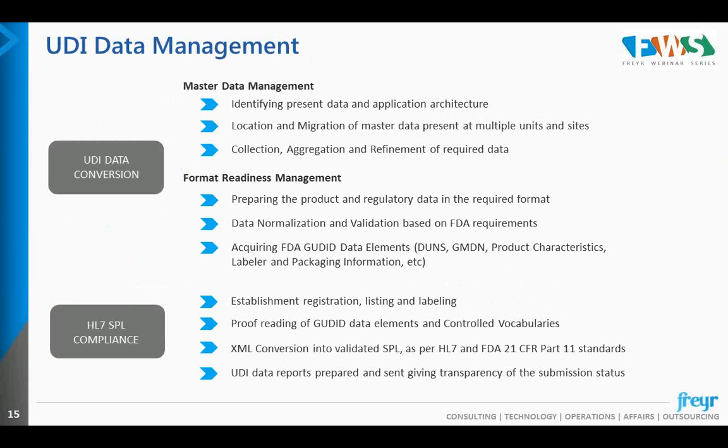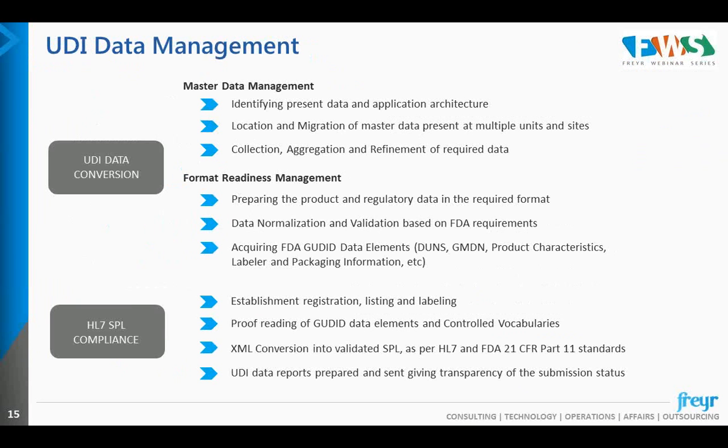Once you're ready with that and you've got your data, basically a tight fence around that, it's past the level 1 or level 2 check, is now getting on board with the GUDID, and then submitting that through HL7 SPL, which is structured product labeling, submitting that and doing XML conversion underneath the covers and submitting that as per HL7 and Part 11 standards.